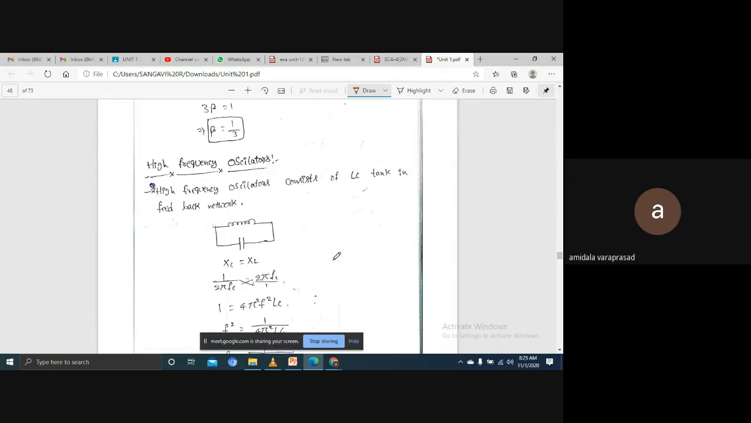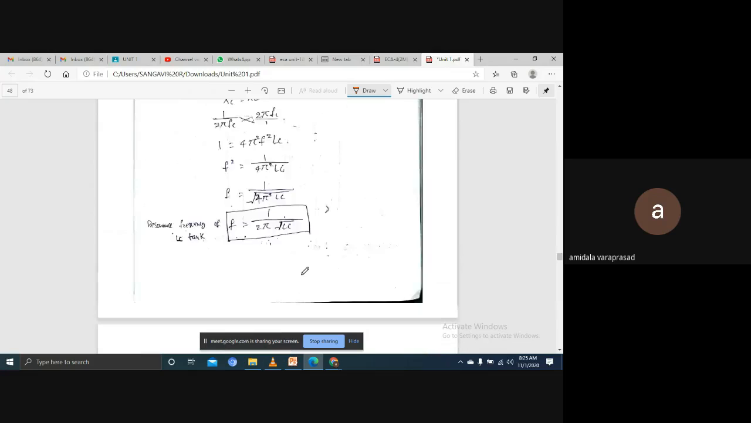Okay, F is equal to 1 by 2 pi root LC. Please keep in mind, this is very, very important. Now we'll go for the Hartley oscillator.